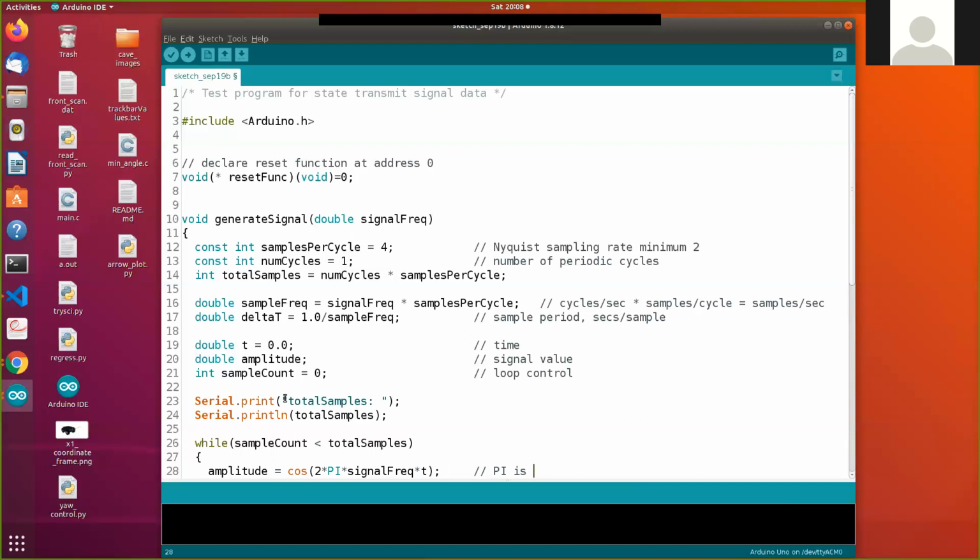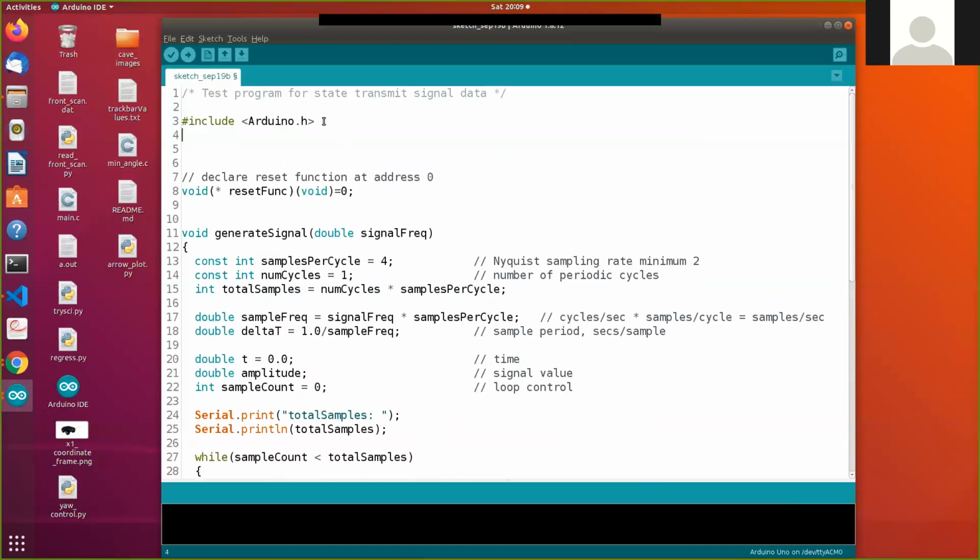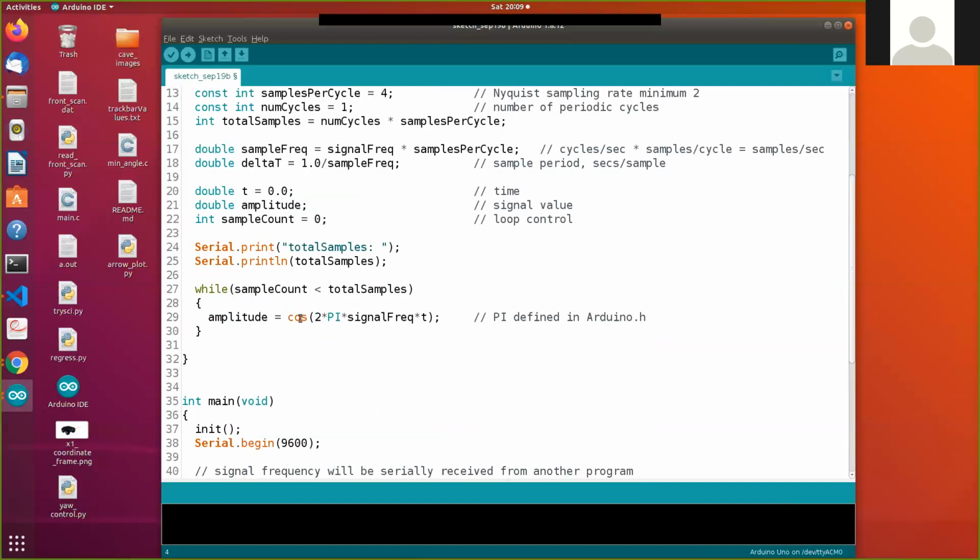Pi, right? Pi is defined in the Arduino.h. This is something I don't normally remember. I'll look it up. Cosine may be defined in Arduino.h as well. If not, I also know it's defined in the math library, so we can put in that math header here. I believe with this showing up like this, that Arduino has gone ahead and brought in some of the math functions that you don't have to bring in math.h. Probably something that I should look up. All right, so we've got our amplitude.